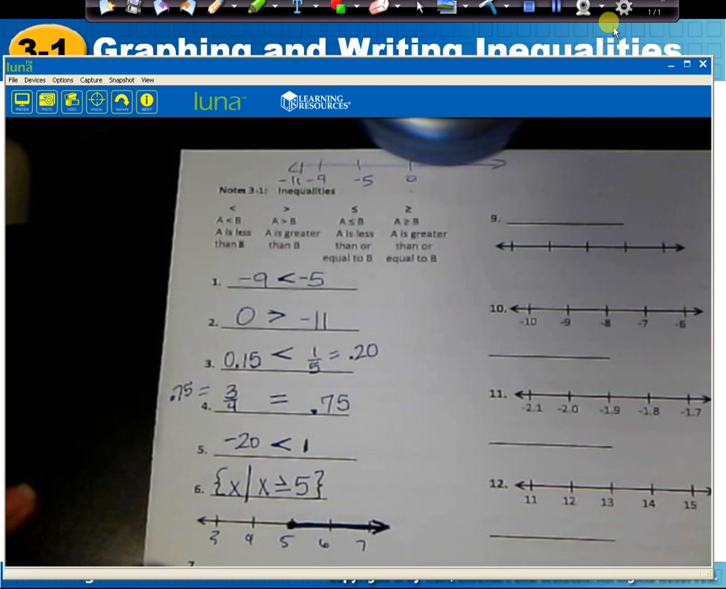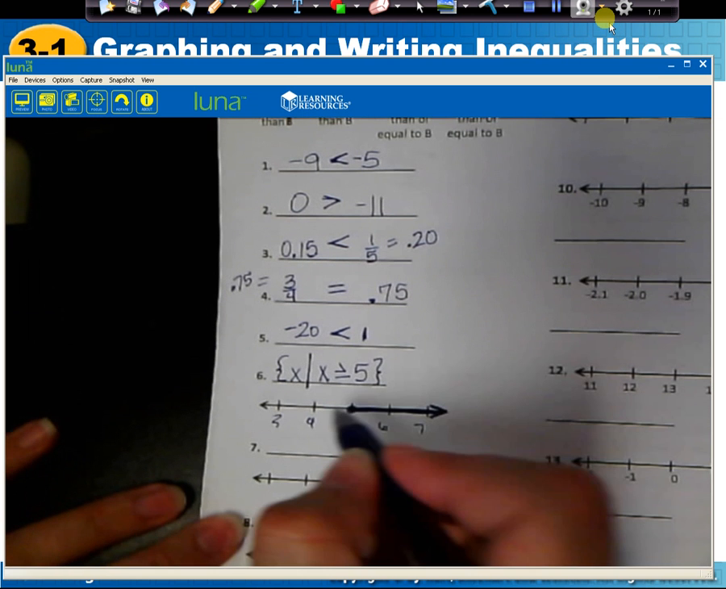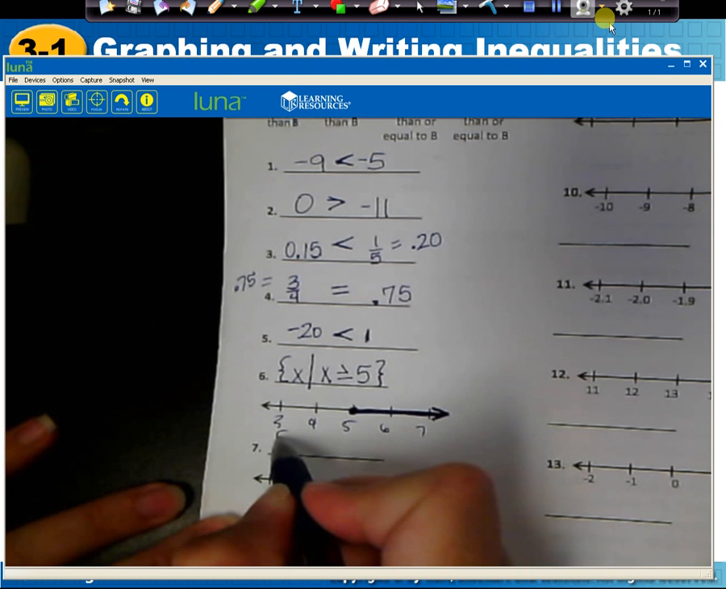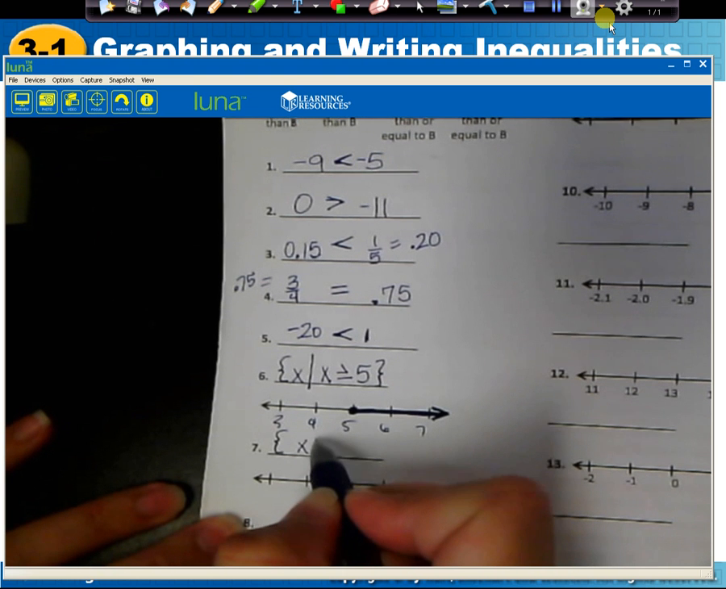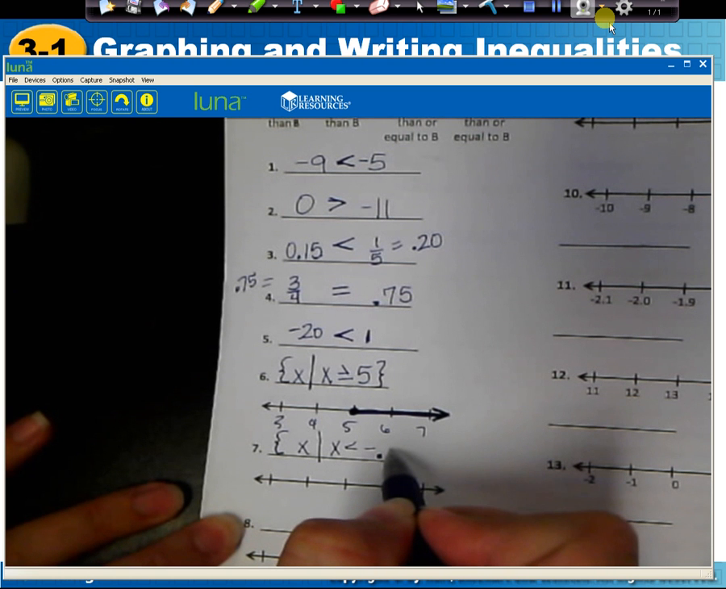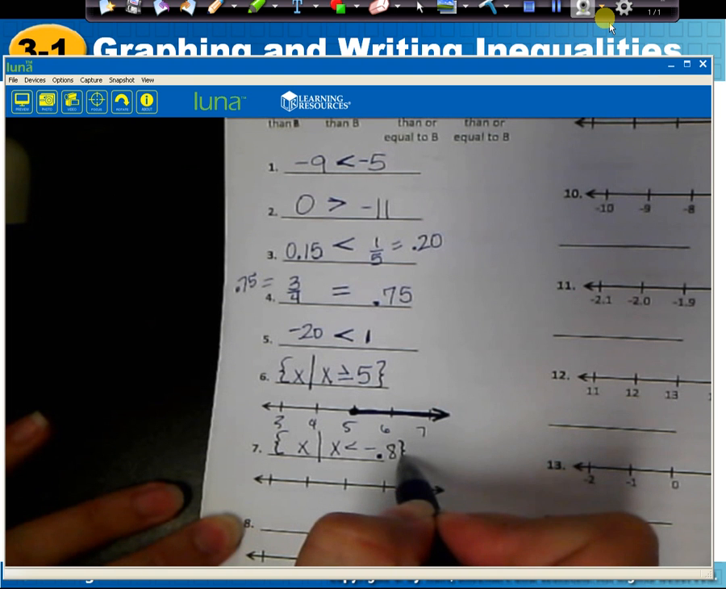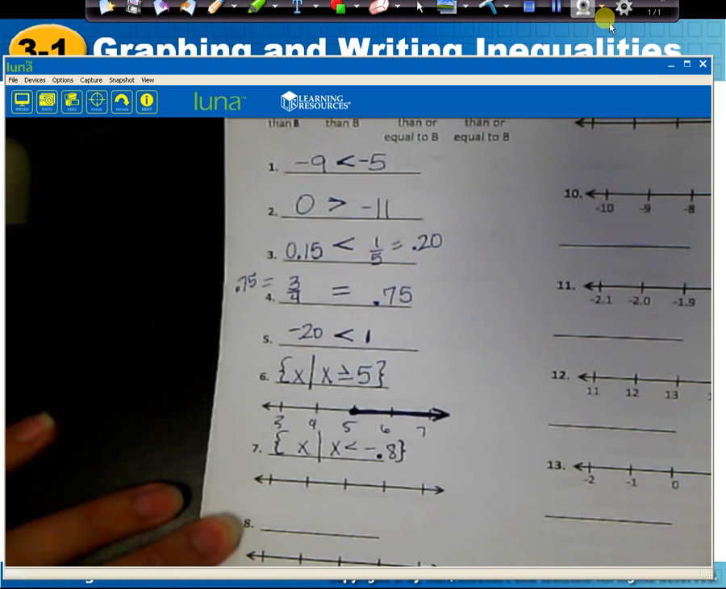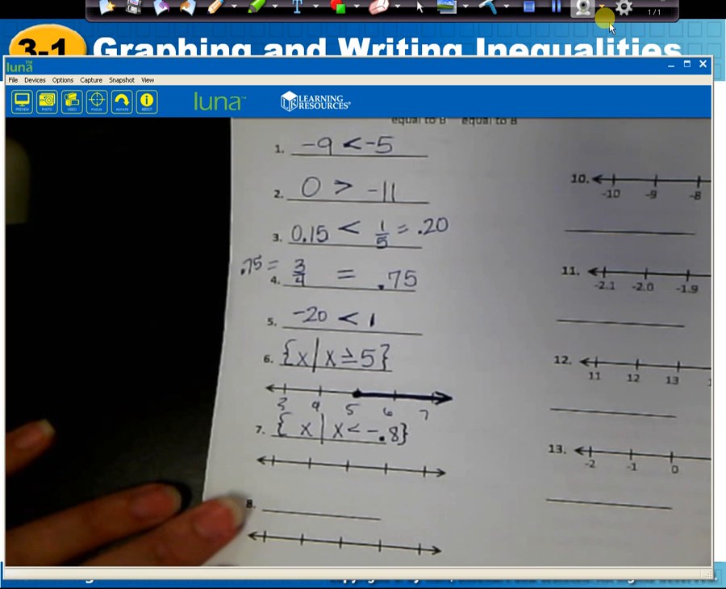You should be shading in your number line just like that. This is exactly how we graph inequalities. Look at number 7 with me. We have x such that x is less than negative 0.8. All right? X such that x is less than negative 0.8.